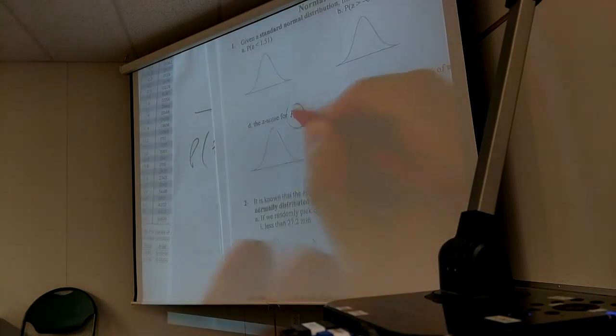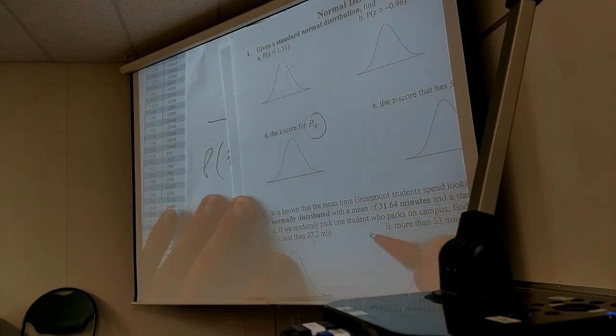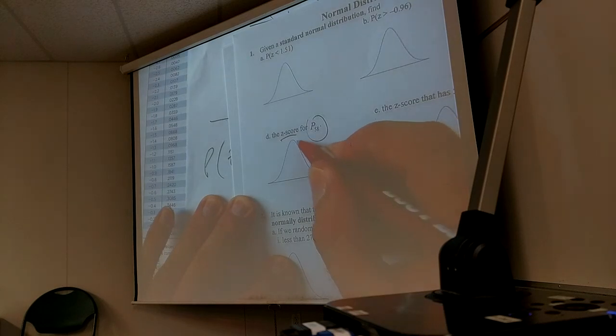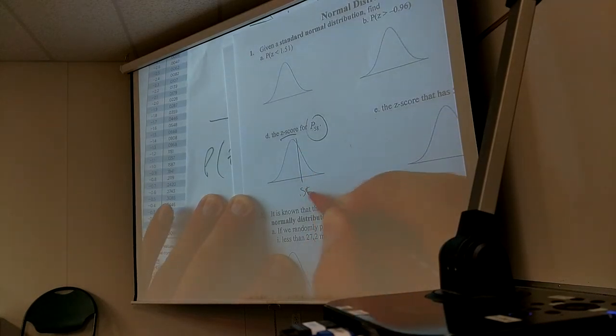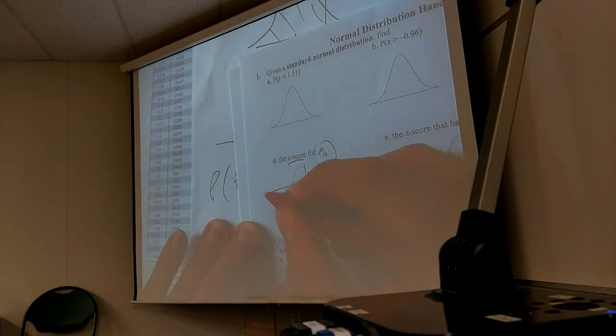So P58 means 58th percentile. My answer is going to be a z-score. I don't know the z-score yet. The big mistake people make is they put 0.58 here. No. What is 0.58? It's an area. It's a percentage. It's going to go up here.